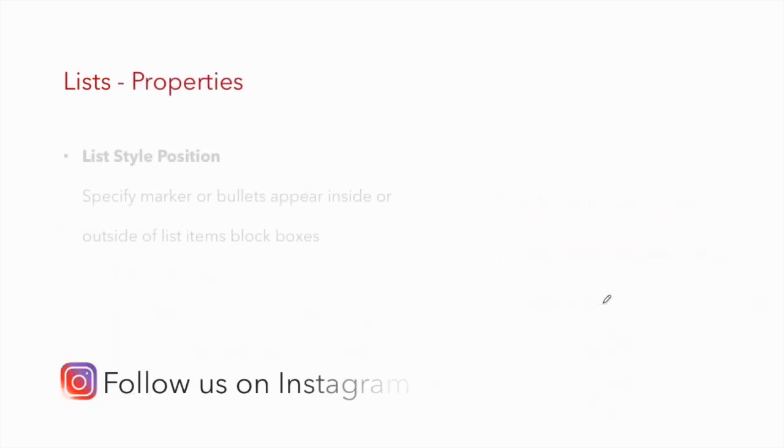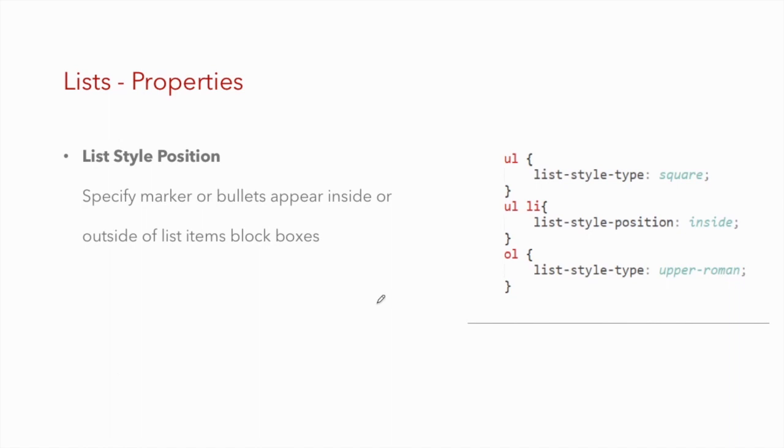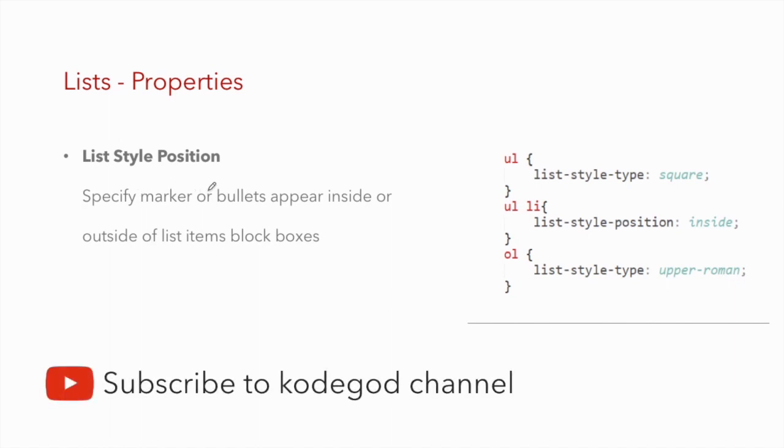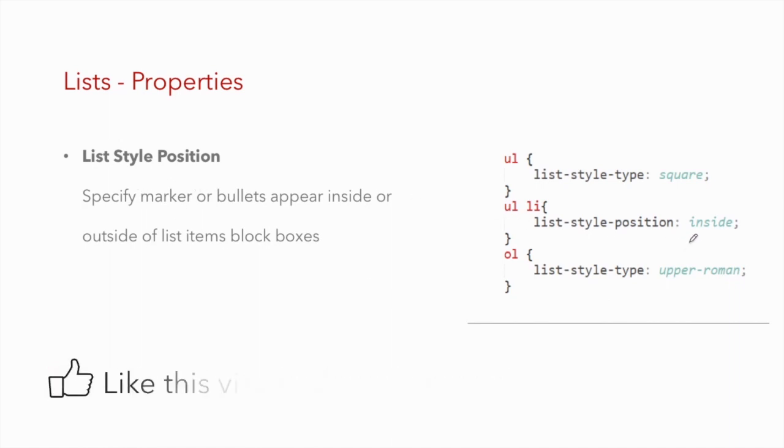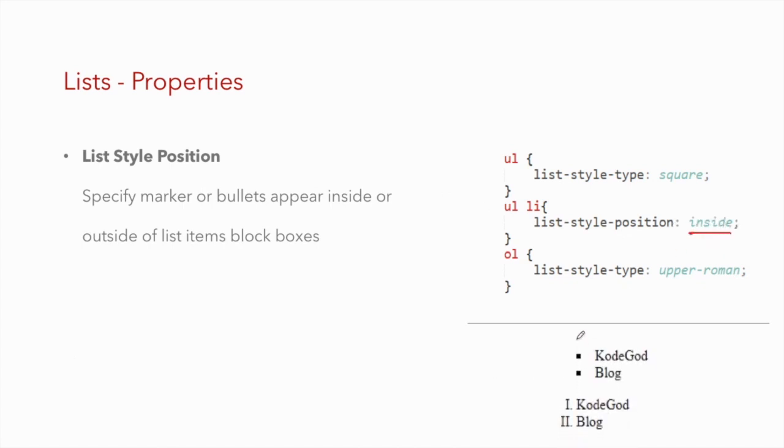And for the list, there is one more property, that is list style position. It holds two values, one is inside and the other one is outside. What it does is, basically, when you create a list, it will have a box attached to it.